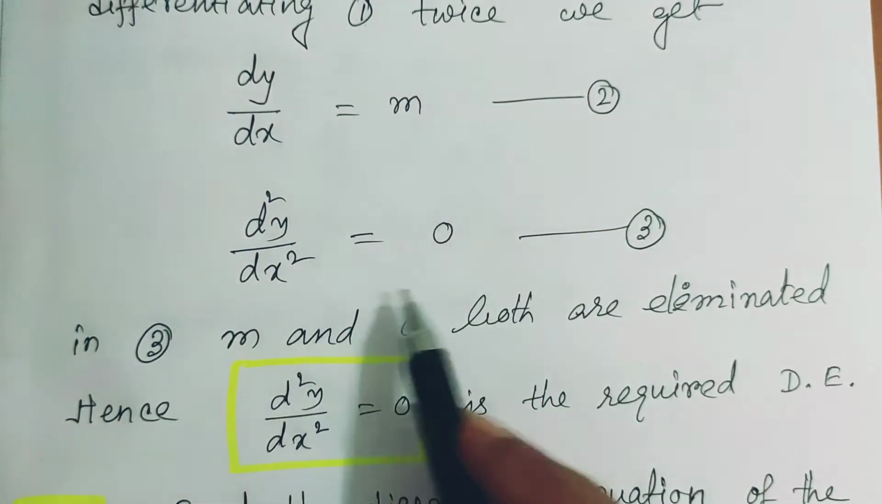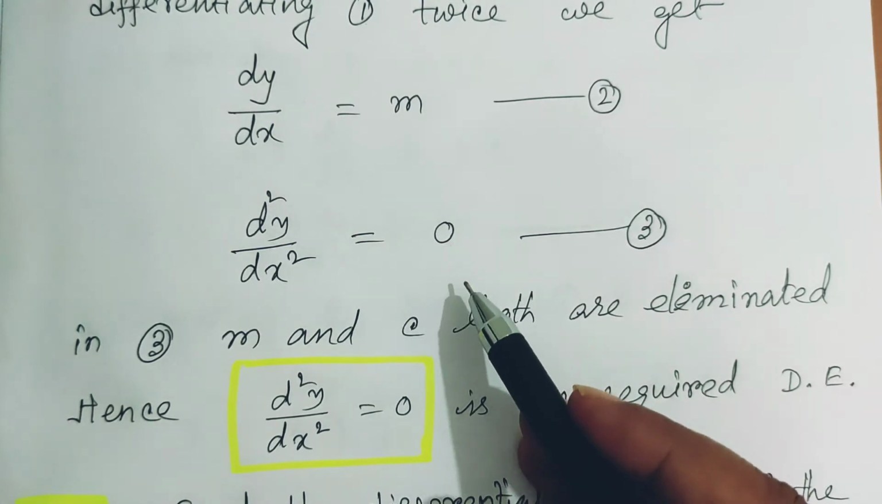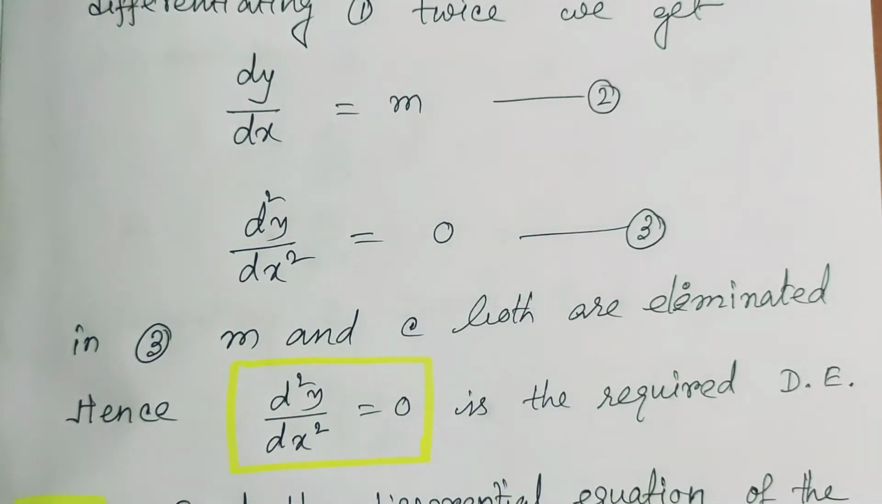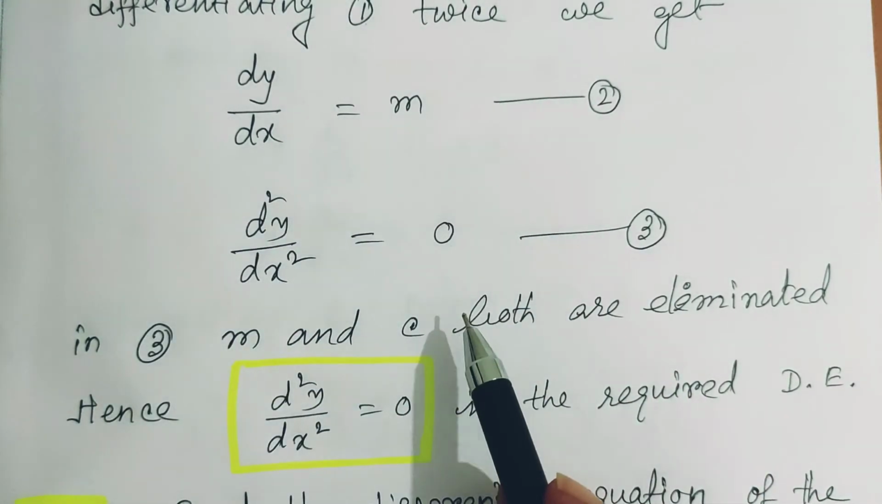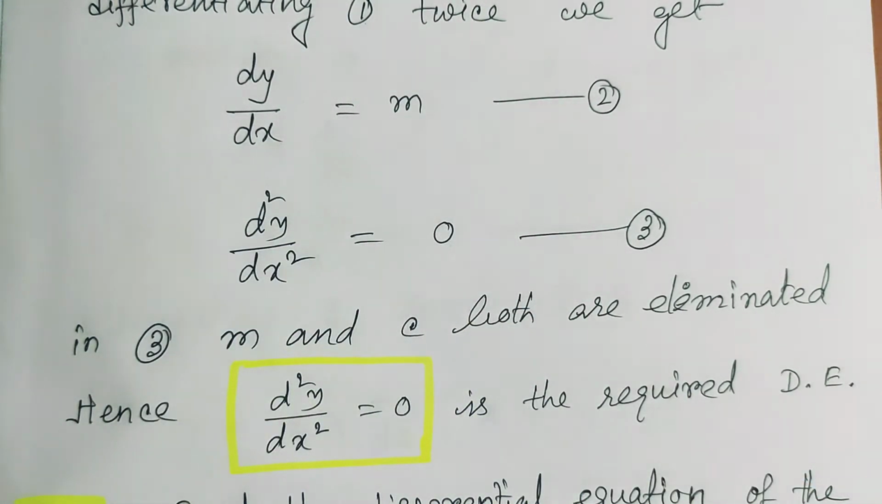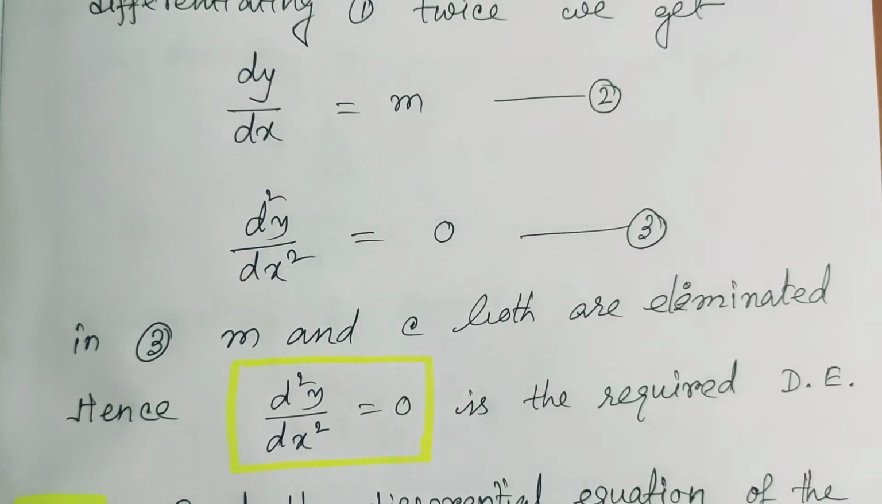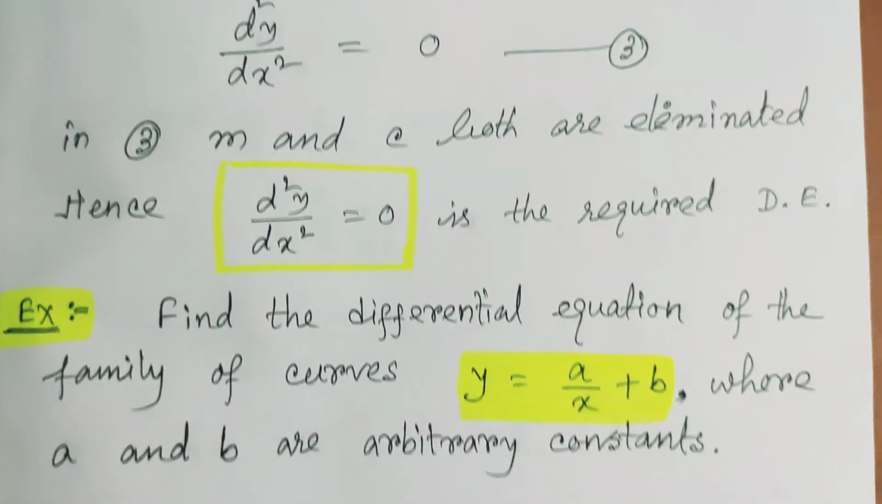So look, this equation is independent of m and c both, so we can say this one is the differential equation. Here it is not required to eliminate c and m because they are already eliminated. So this is your required differential equation. Let us do one more example.